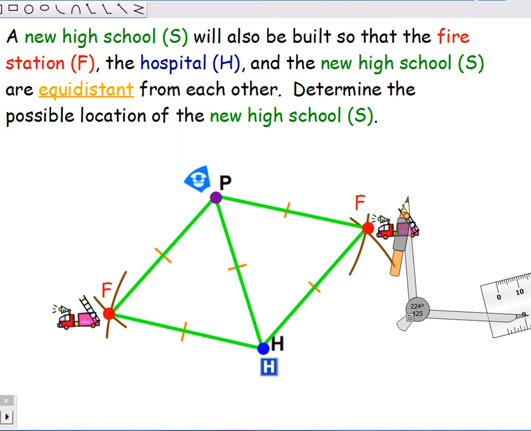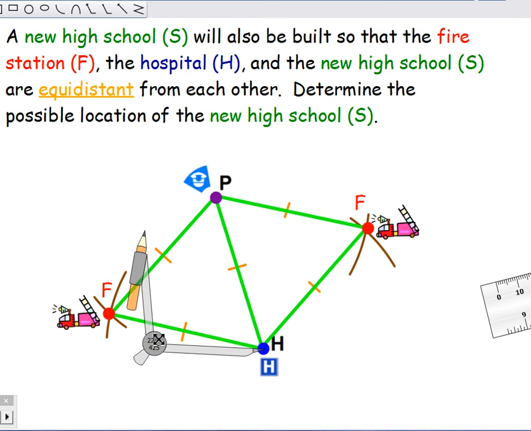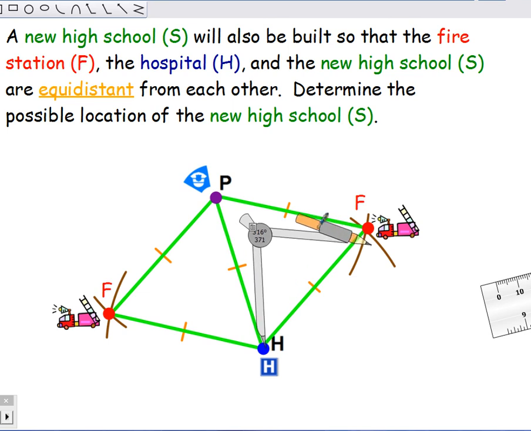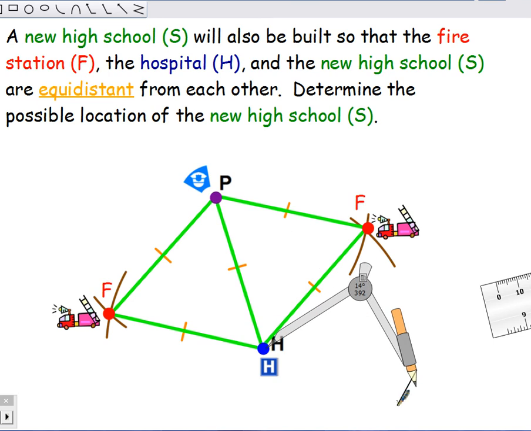All right, now, what if we extend this? We also want to build a new school. We want the new school to be equidistant from each other. Determine the possible locations of the new school. So we want it to be equidistant from the fire station and the hospital. So again, I'm going to make another equilateral triangle and get this length. Figure it out. Okay, so I'm going to rotate that, make an arc.